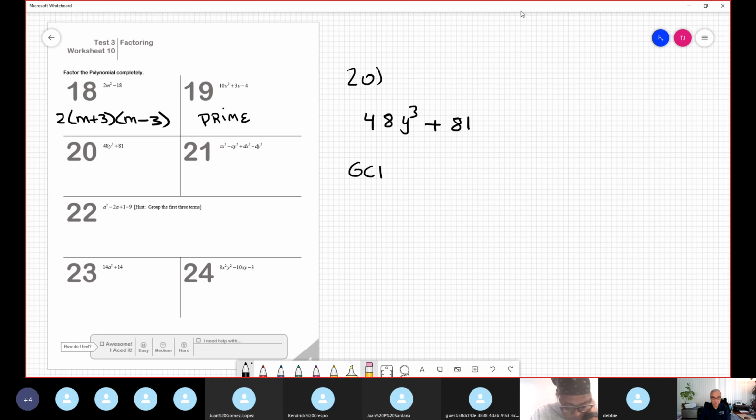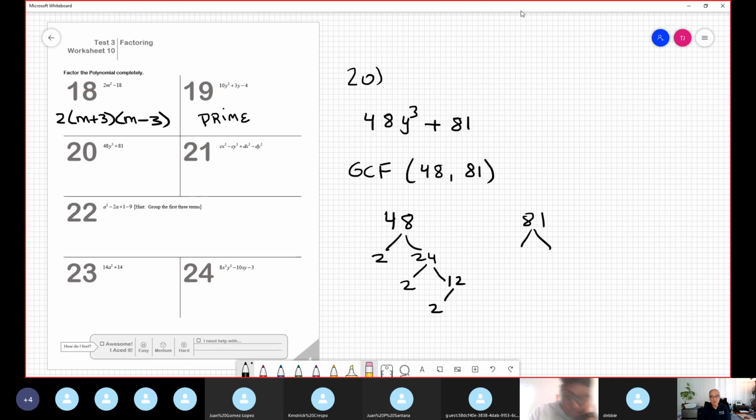GCF is the first thing. GCF between 48 and 81. Let me try. The systematic way to do that, you take both numbers and you do the prime factorization. Divided by 2 is 24. Divided by 2 is 12. Divided by 2 is 6. Divided by 2 is 3. So my systematic way is divided by 2, divided by 2, divided by 2. When it's impossible to divide by 2, you start in the sequence of the prime numbers 2, 3, 5, 7, 11, and so on.